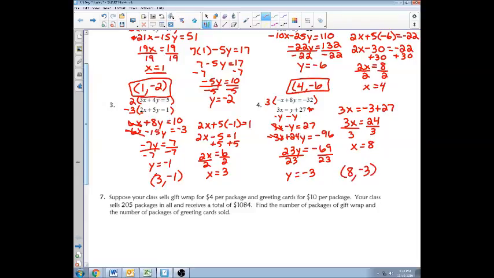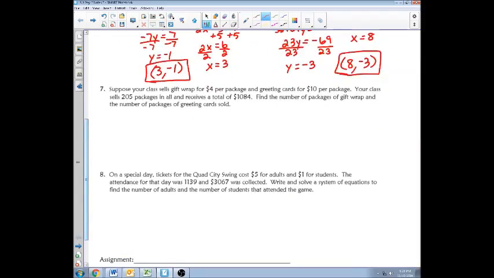Okay. On to a story problem. Now that we've got our practice in with elimination, having to multiply, sometimes having to double multiply, let's move on to problem 7. It's a story problem, not overly difficult. You just need to pick out the important pieces, okay?